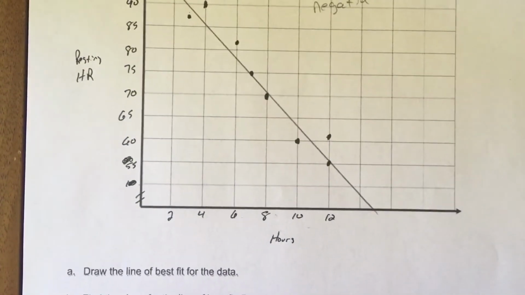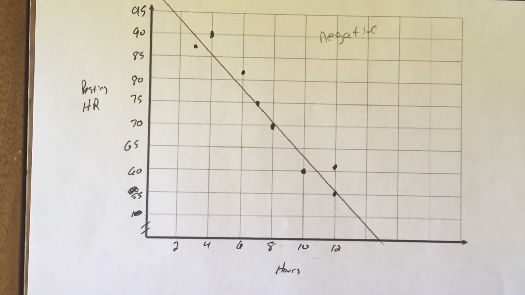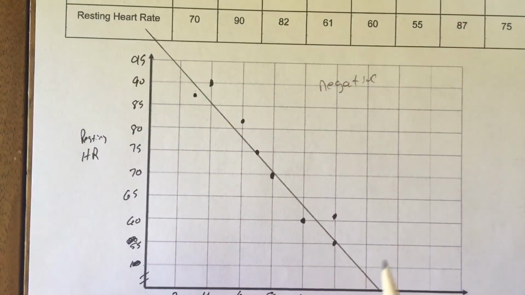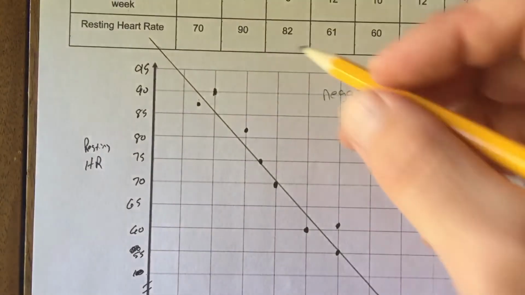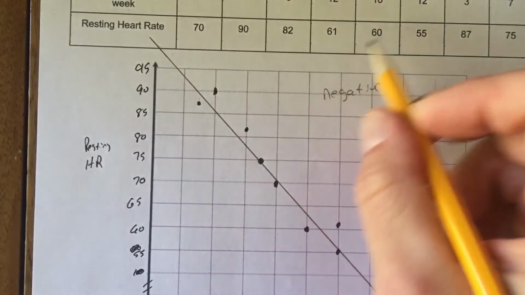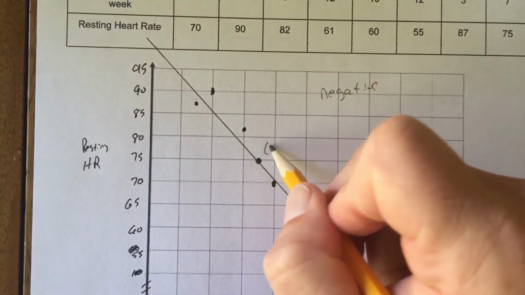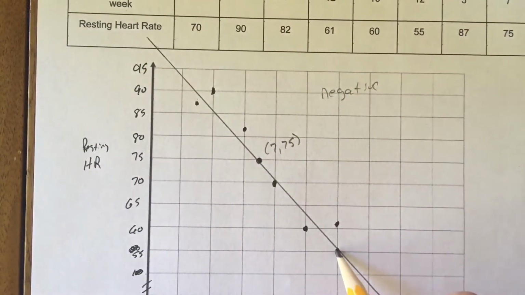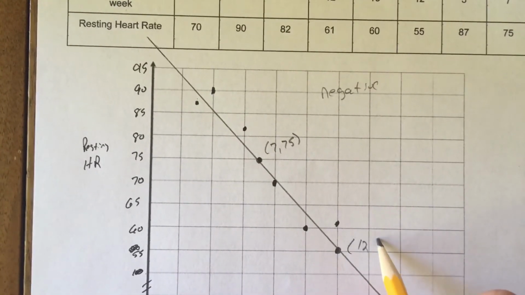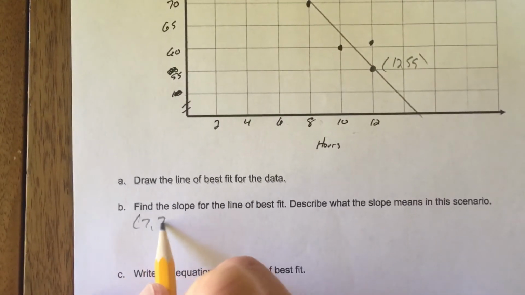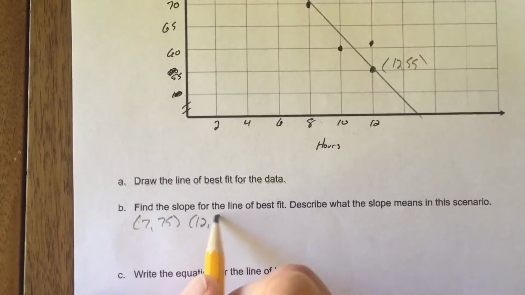Okay, find the slope of this line. Now, in order to find the slope, we want to find 2 points on here and then either use a slope formula or do some counting, right? So if I look, it looks like I hit this point right here. This was the point (7, 75), according to my data. And then I'm really close to this point. I'll just go ahead and use that. That's the point (12, 55). So I'm using these 2 points here, (7, 75) and (12, 55).